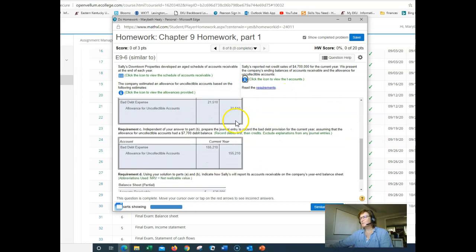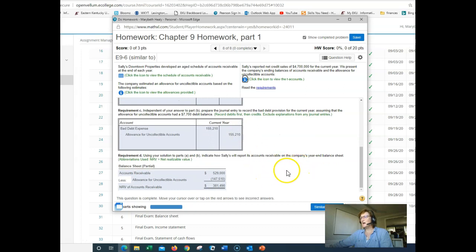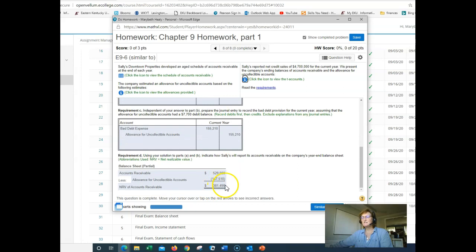And so we get through to part C. And now they're asking us, how does this show up on the balance sheet? So we have the accounts receivable balance of 529, and we subtract out 147,510. Remember, it's the same no matter whether we did B or C. And so that's the NRV of AR, and that's what's going to show up on the balance sheet.